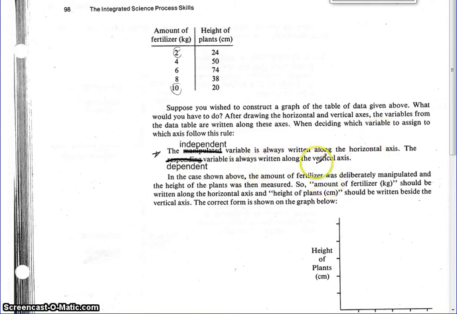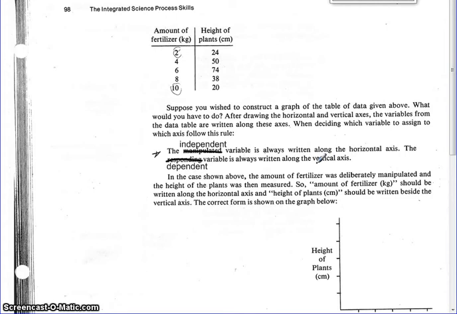Variable is always written along the vertical. So the independent variable, now remember we talked about this before, relies on nothing. It's often called the x variable. The dependent is the y variable. So when you're solving equations, your x is always independent, your y is dependent, especially with graphing lines.